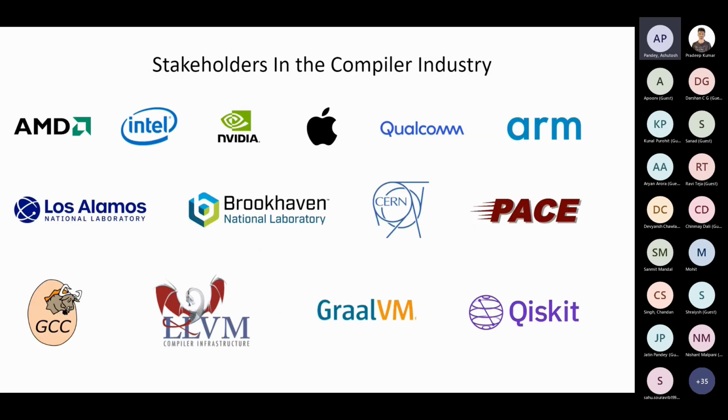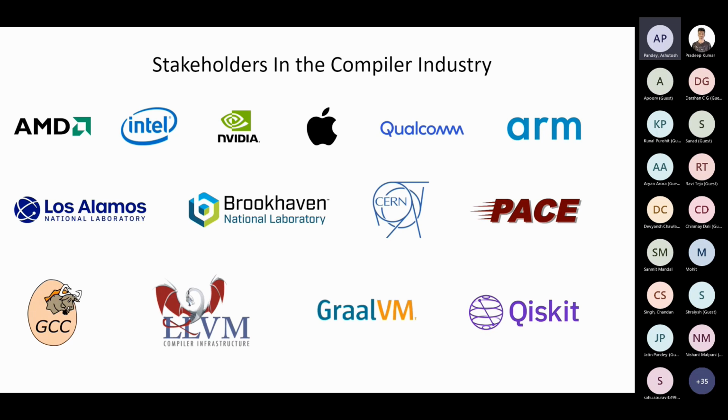So, a few stakeholders in the industry. Compilers are developed by multiple groups of people and in collaboration with multiple things. The first is we have all our companies, and again, this is not an exhaustive list. There's AMD, Intel, Nvidia, Apple, Qualcomm, ARM. All of these are places that you can work at if you work on compilers.